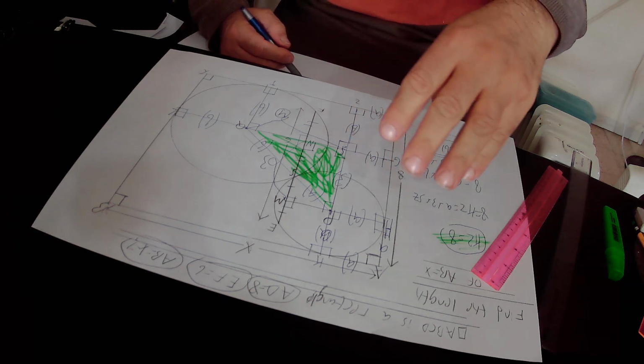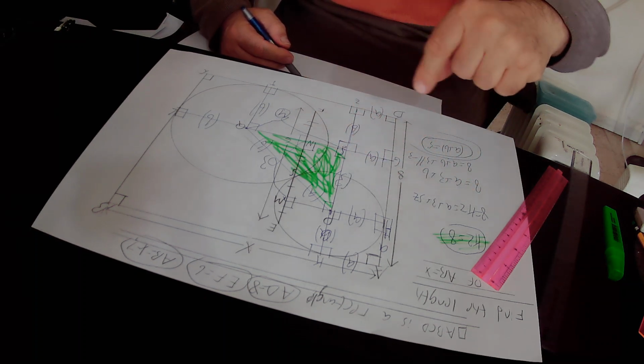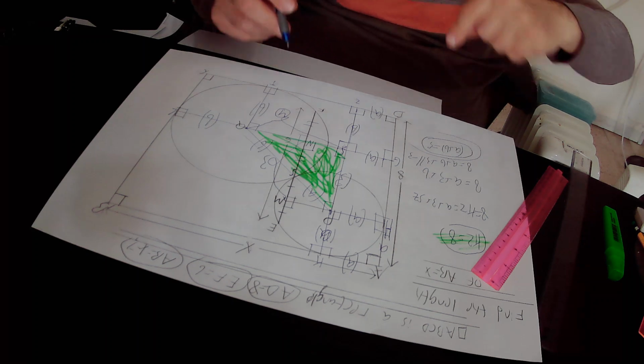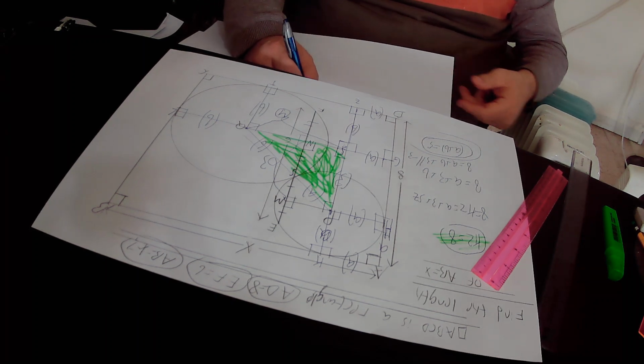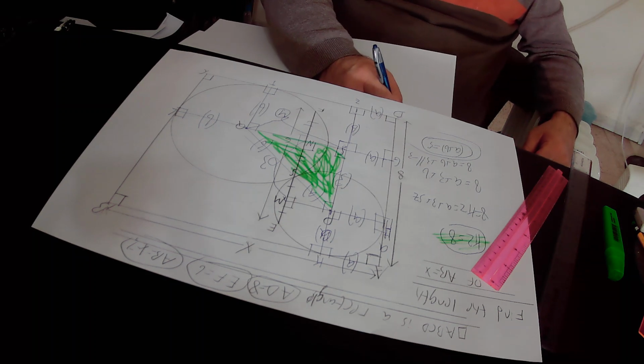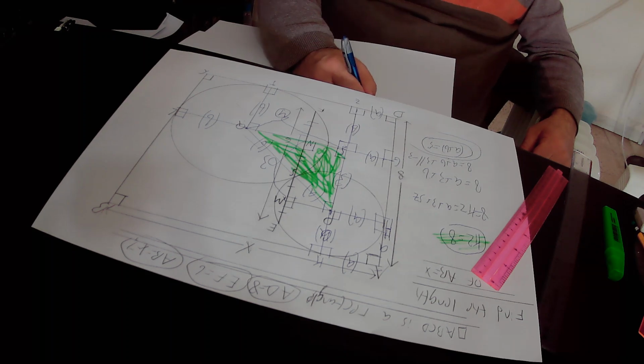Therefore, we can treat this quadrilateral ABGL as a rectangle. And we know that the opposite sides of a rectangle are equal to each other. So I write it down. Quadrilateral ABGL is a rectangle.